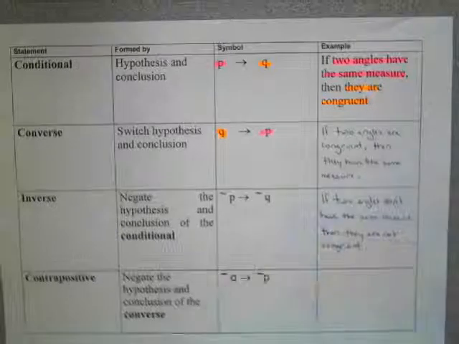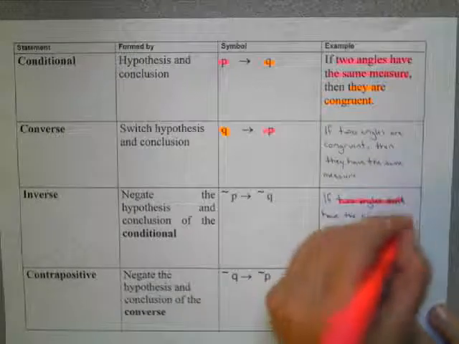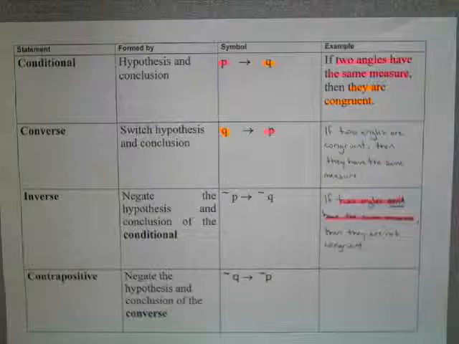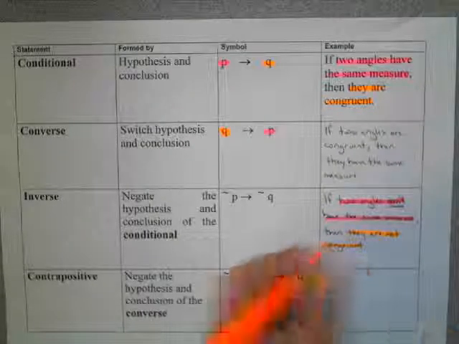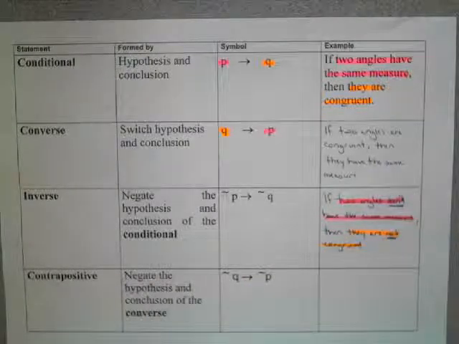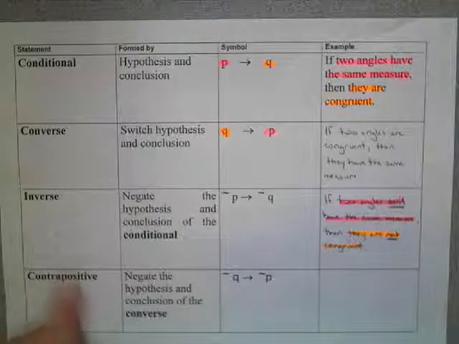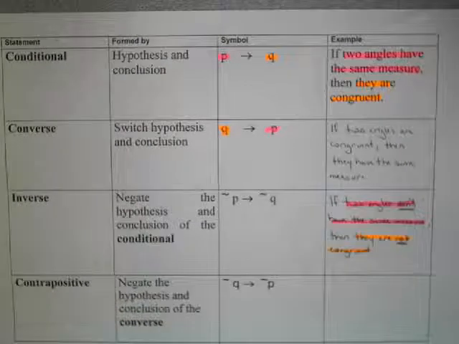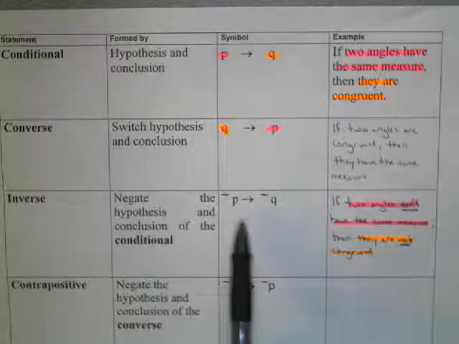So we kept the same order, but we added in a word that would negate. So we use the word don't, and they are not congruent. So to negate they are congruent, we use the word not. So if two angles don't have the same measure, then they are not congruent. So we'll make that a little bit bigger, easier to see. Okay, so that's called the inverse. We negate, but we keep the same order.